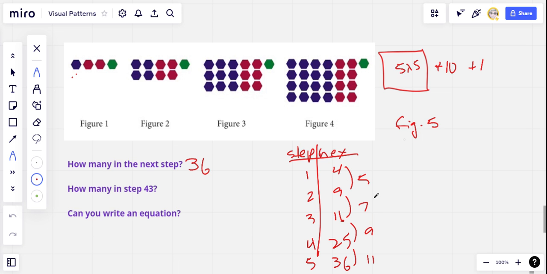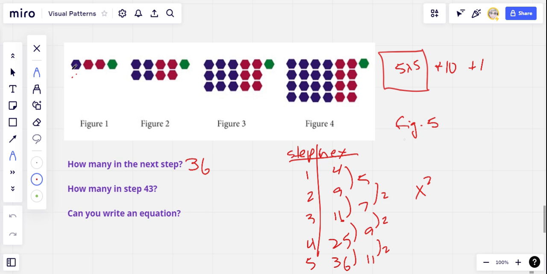I was thinking quadratic. So let's take the second set of differences. 7 minus 5 is 2. 9 minus 7 is 2. 11 minus 9 is 2. Yes. So this constant in the second order differences means the pattern is quadratic. So it's got an x squared in it somewhere. So let's look at these colors.